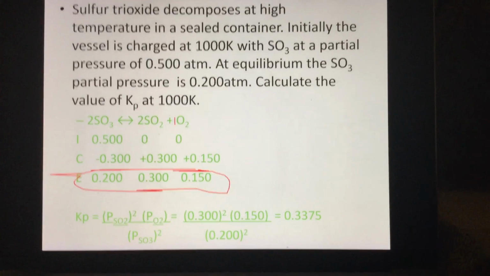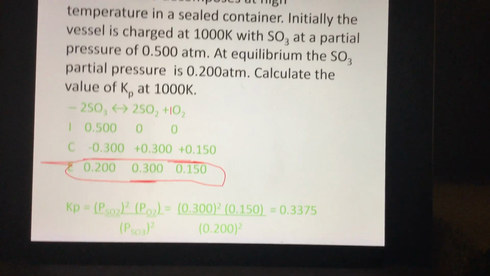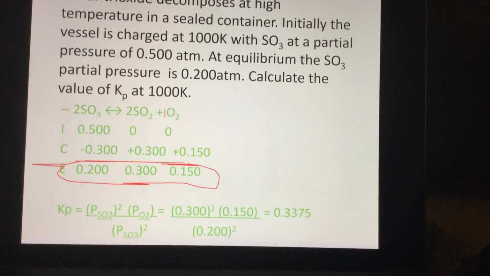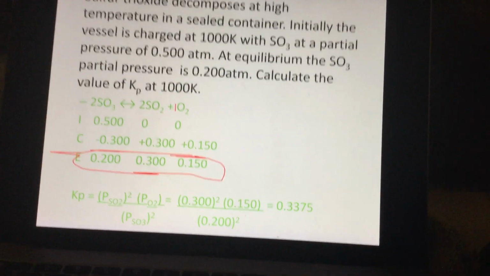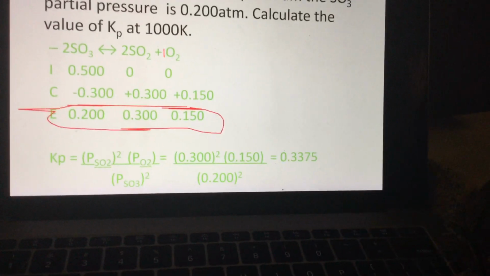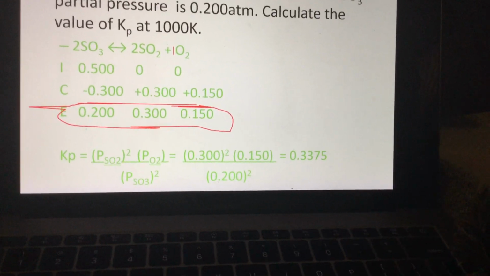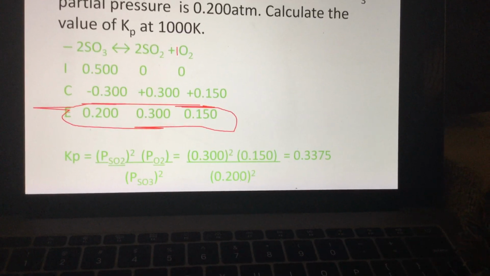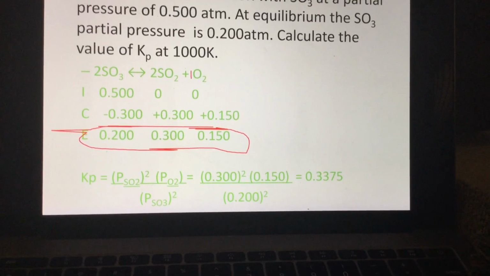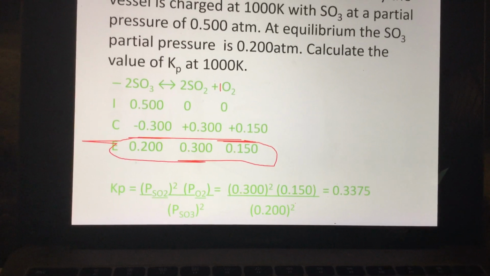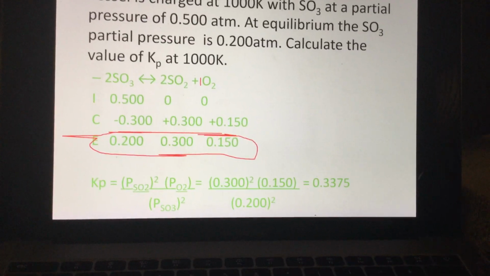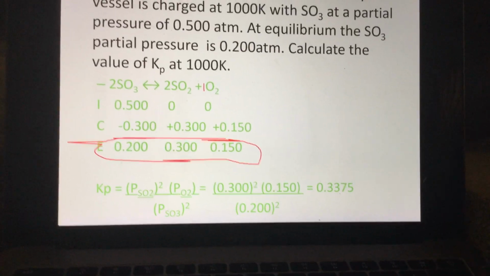So at equilibrium, we plug in SO2's pressure of 0.3, and we're going to square that. And then the oxygen's pressure of 0.15. And then in the denominator, the pressure of the SO3, which is 0.2, and we square that. So we just do a little math, taking the squares of those, and we come up with an equilibrium constant of 0.3375.